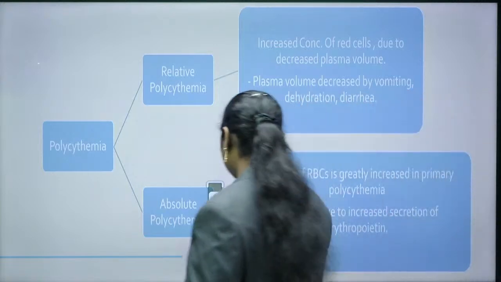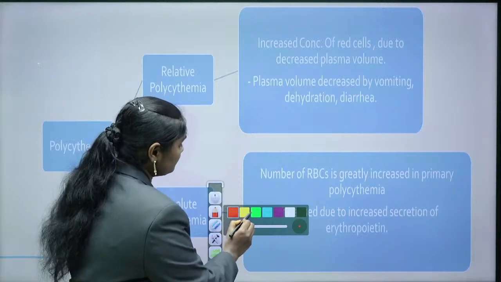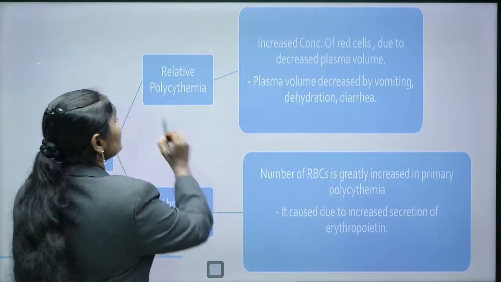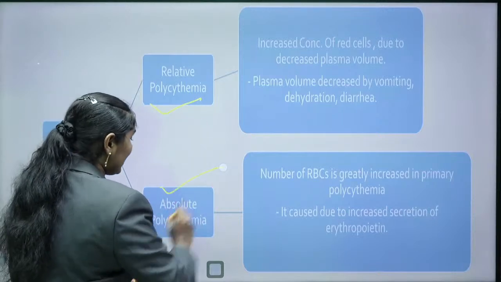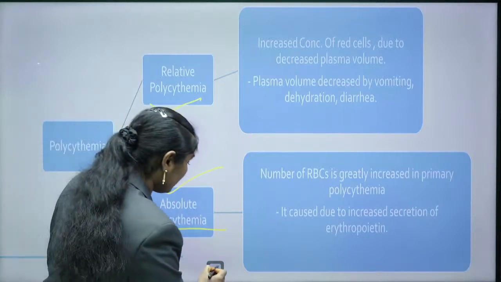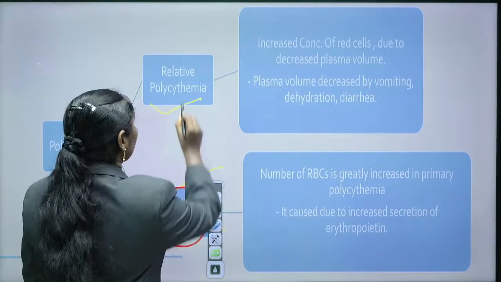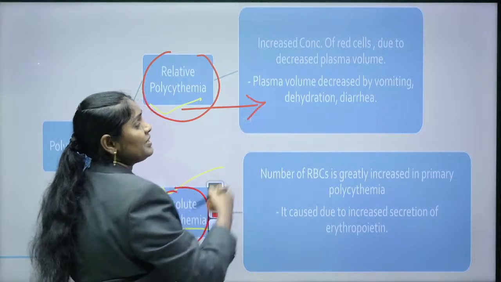Polycythemias may be of two types. So, polycythemias are of how many types? Two types: relative polycythemia and absolute polycythemia. Okay. So relative polycythemia means what?